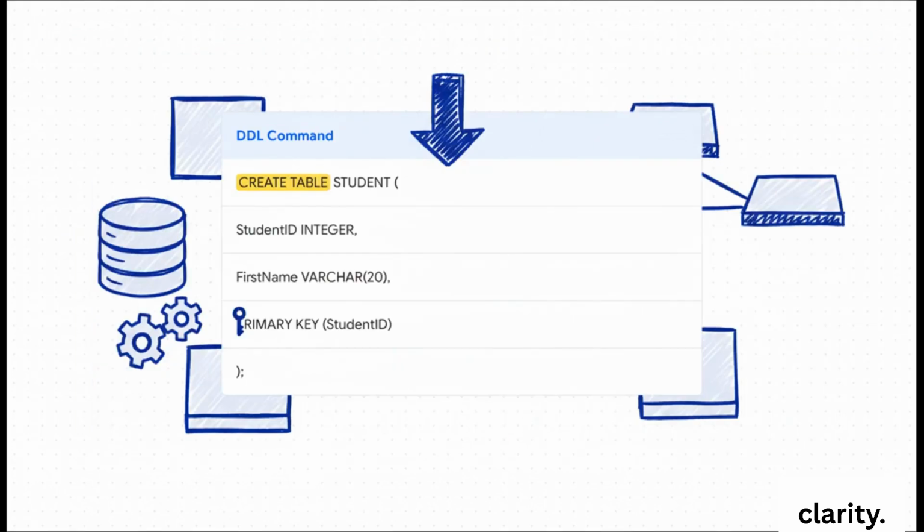Here's what a DDL command looks like. Don't let the code scare you. This simple line, create table, is just the instruction that tells the DBMS to build the student table, and it specifies what each column should be named and what kind of data it'll hold.